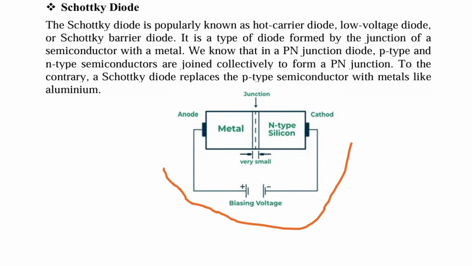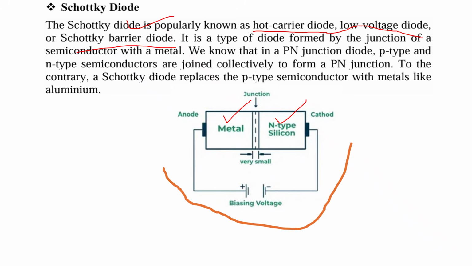Okay, so let's take some more diodes. So the Schottky diode, this is also one type of diode, also known as the hot carrier diode sometimes, or the low voltage diode, or the Schottky barrier diode. This is actually made by only metal and N-type silicon. So again, there is no P-type material, only N-type and the metal. Metal means your copper, aluminum, etc.